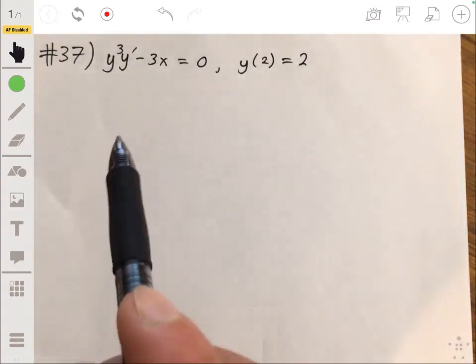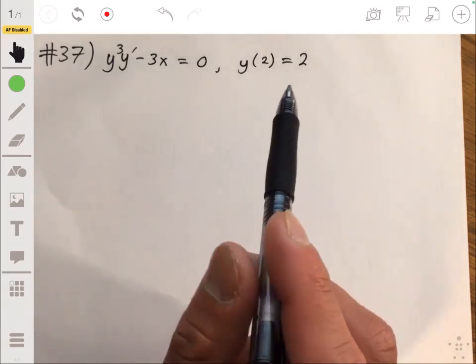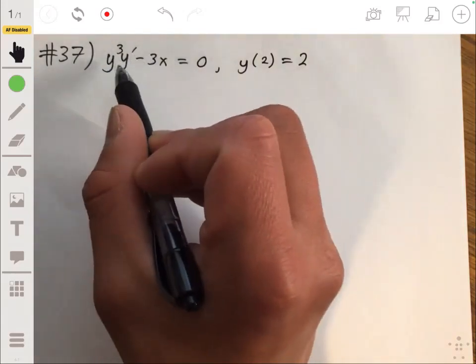All right, so now we're going to go over how we solve a differential equation with a particular solution. So we're going to first solve for the general solution.